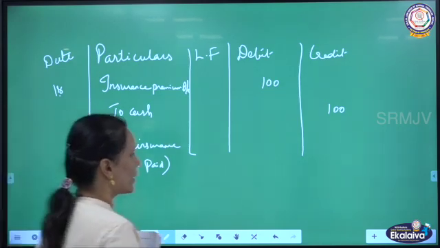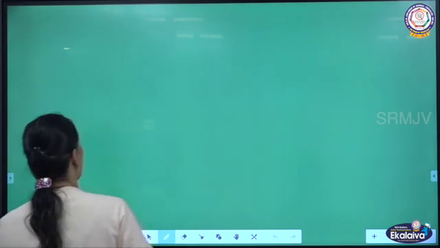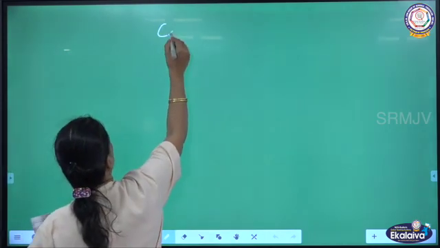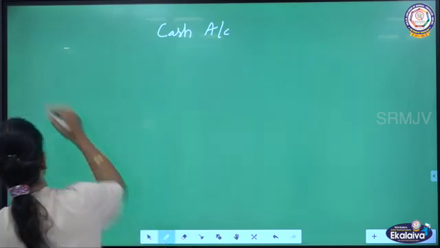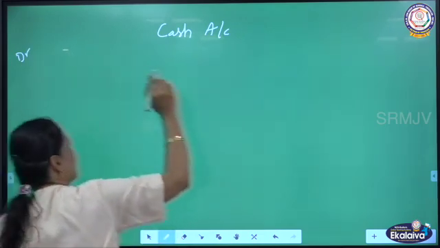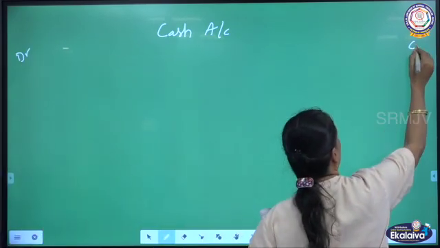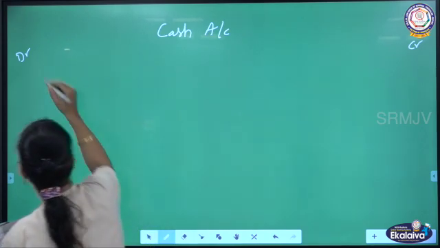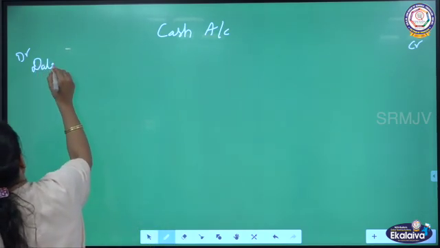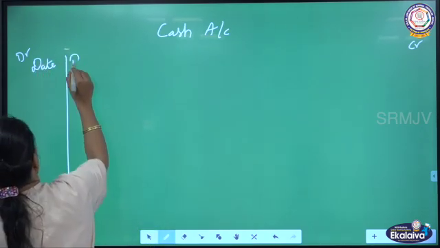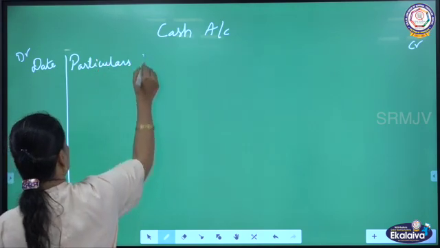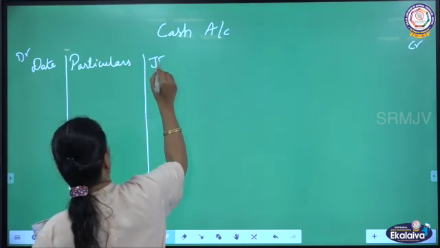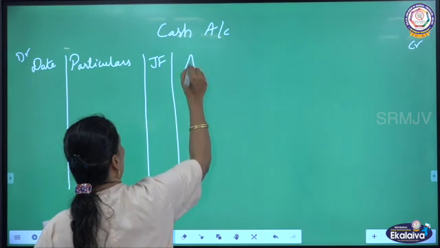Okay, first you have to write the journal. After that, what we are going to do? We are going to do the ledger. Okay, first you are always going to open cash account. Okay, cash account. This is debit side. This is credit side. Okay, so date, particulars, journal folio, amount.